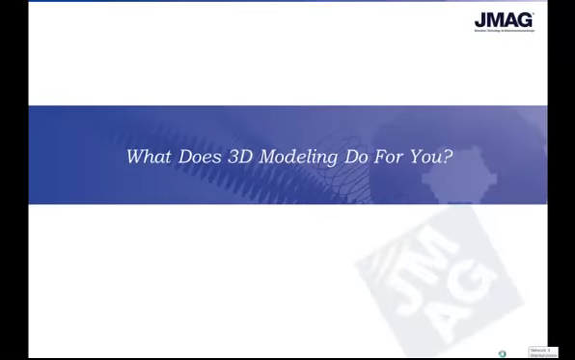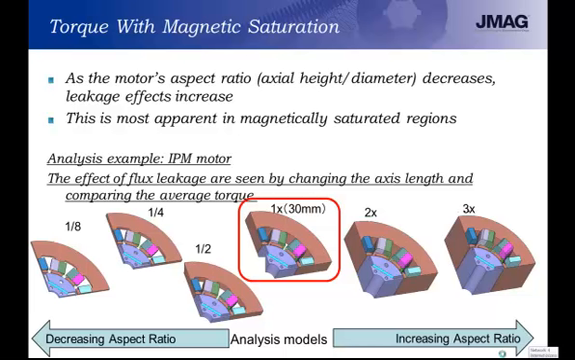So, what does 3D modeling do for you? In our first example, we'll look at torque with magnetic saturation. As a motor's aspect ratio, which is defined as the axial height divided by diameter, decreases, leakage effects increase. This is most apparent in magnetically saturated regions. For the analysis example, we'll look at an IPM motor with varying aspect ratios, and we'll benchmark the torque against the nominal value of 30 millimeters in axial height.